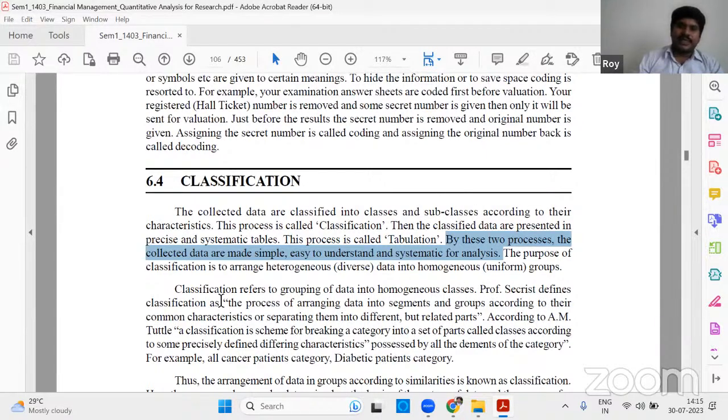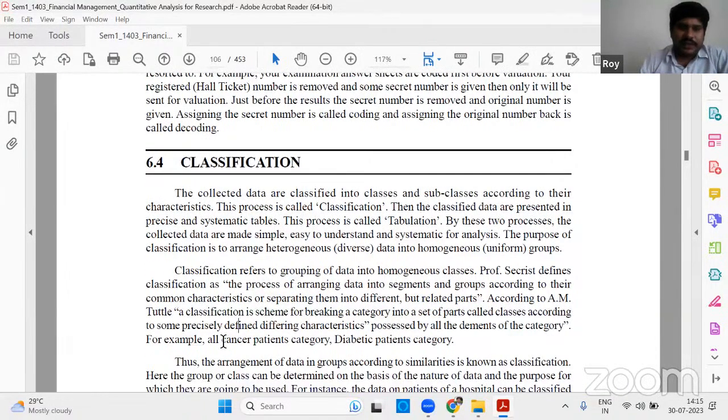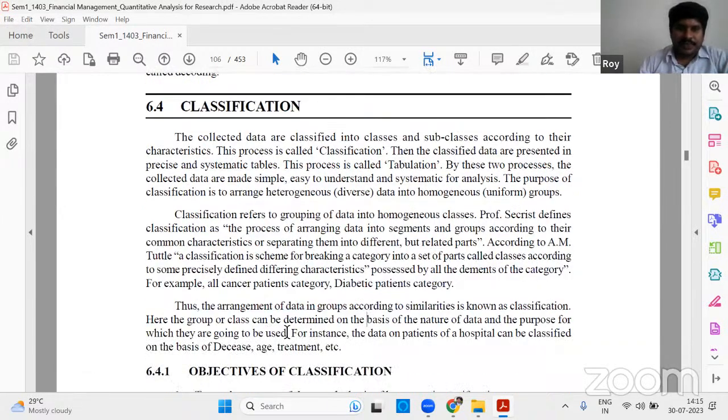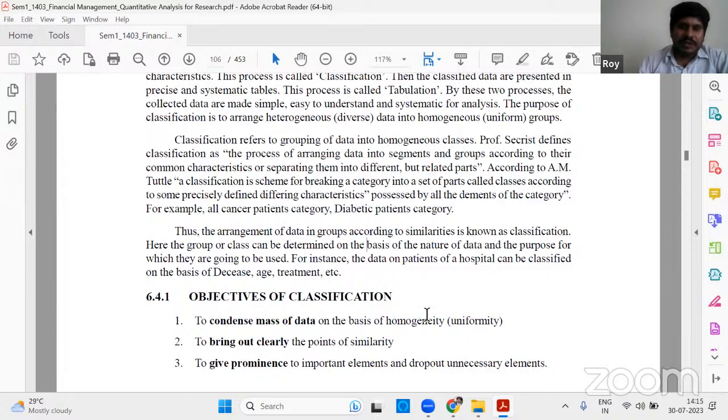Professor Secrist defines classification as the process of arranging data into groups according to their common characteristics, or separating them into different but related parts. According to him, it is a scheme for breaking a category into a set of parts called classes, according to some precisely defined differing characteristics possessed by all the elements of the category. For example, all cancer patients category, diabetic patients category, or non-diabetic patients category. This is classification.